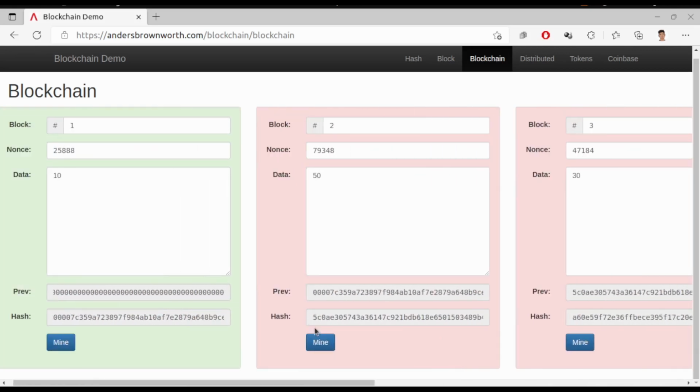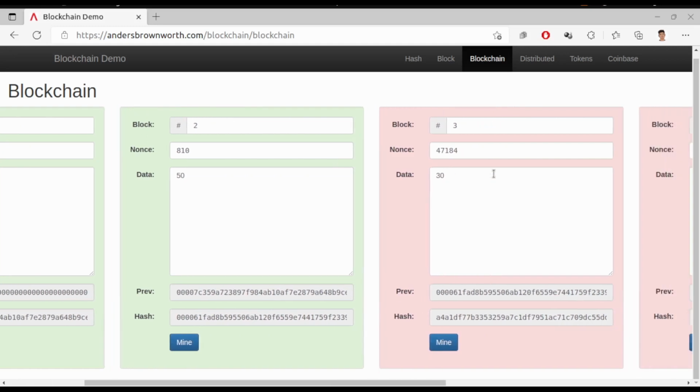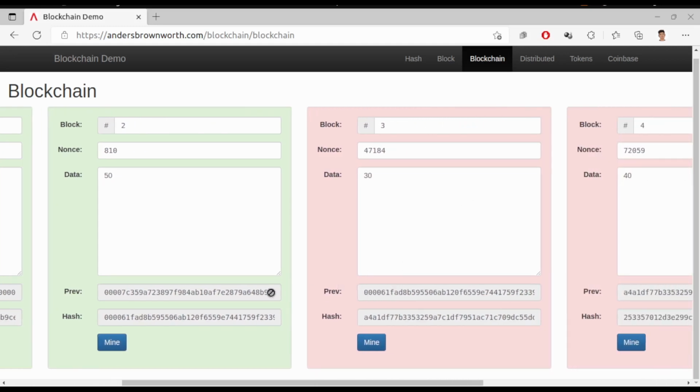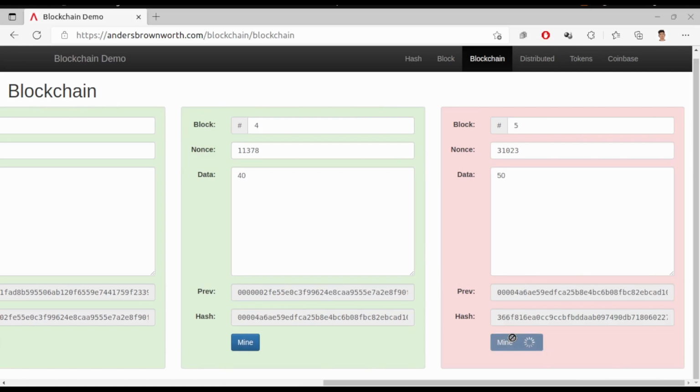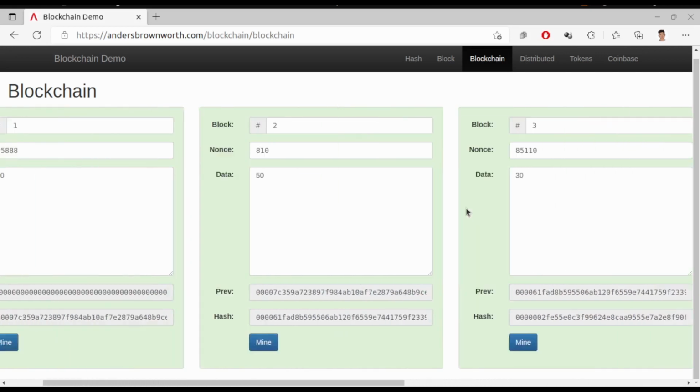So what I need to do is regenerate the hash, generate the valid hash that lies below the target. So we got another nonce value, 810. But if you look at block number 3, it's still red. The previous hash does not match the hash of the previous block, so it's red. To make it valid, we must also regenerate block 3. And similarly for the rest. So our blockchain is now valid. We have recalculated the hash from block number 2 to block number 5.